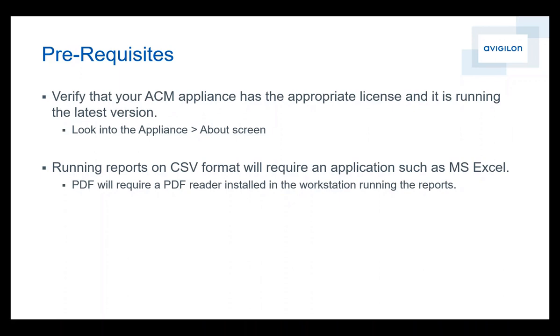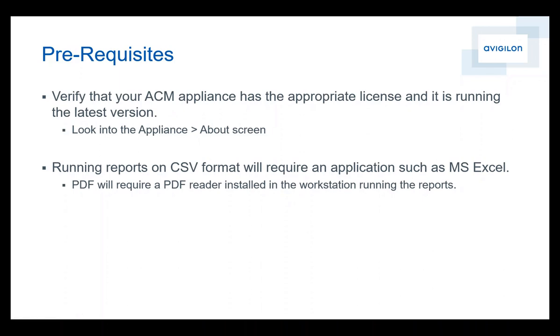Also, if you're running reports and you want the reports in CSV or a PDF format, those are the two formats that ACM will output a report. You want to make sure that you have an application such as Microsoft Excel or even Excel Viewer to allow you to open those reports and manipulate information. Same goes for PDF. You need to at least have a PDF reader installed in the workstation where you're running the reports. That also is a free download that you can get off the internet.